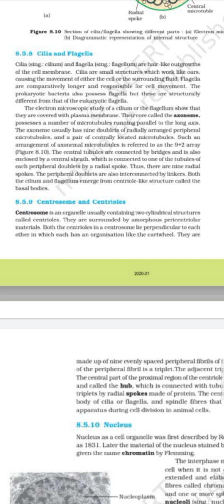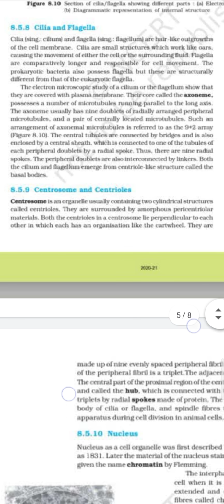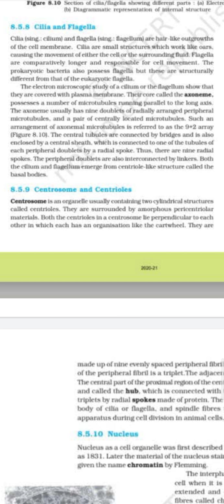The prokaryotic bacteria also possess flagella, but these are structurally different from the eukaryotic flagella. The electron microscopic study of a cilium or the flagellum shows that they are covered with plasma membrane. Their core, called the axoneme, possesses a number of microtubules running parallel to the long axis. The axoneme usually has 9 doublets of radially arranged peripheral microtubules and a pair of centrally located microtubules. Such an arrangement of axonemal microtubules is referred to as the 9 plus 2 array.